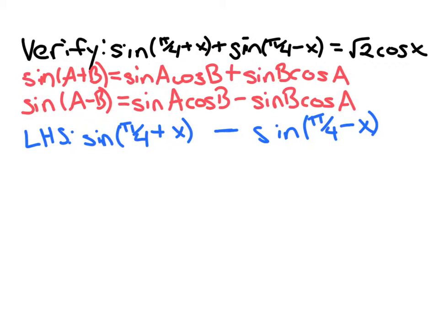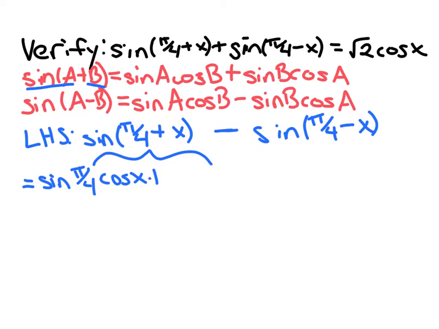So starting with the sine of pi over 4 plus x, applying this formula right here, that's equal to sine of the first angle, which in this case is pi over 4, times cosine of the second angle, which is cosine of x, plus sine of the second angle, which is sine of x, times cosine of the first angle, which is pi over 4. Okay, so all of that comes from the sine of pi over 4 plus x.